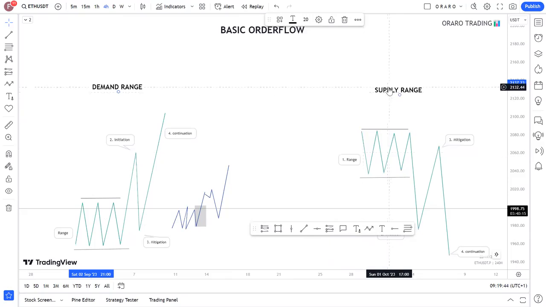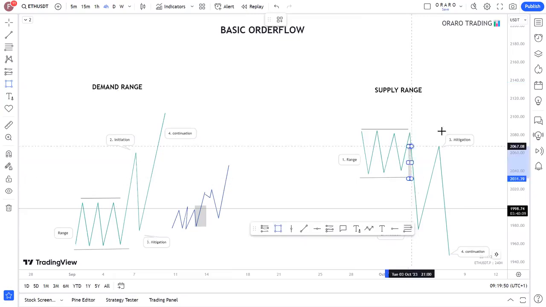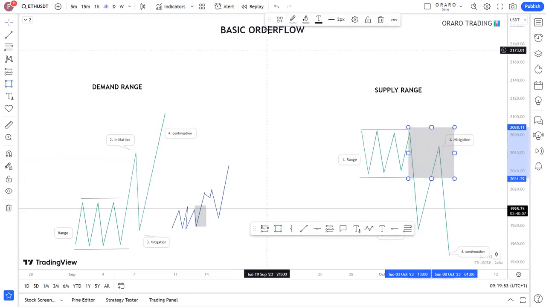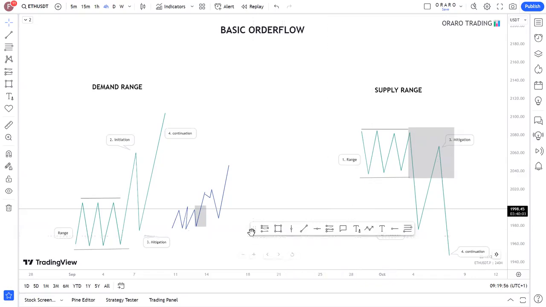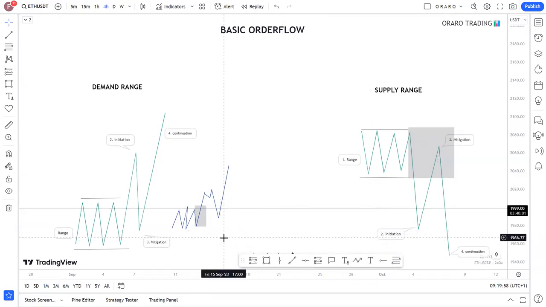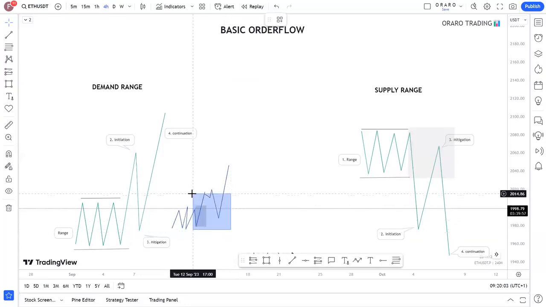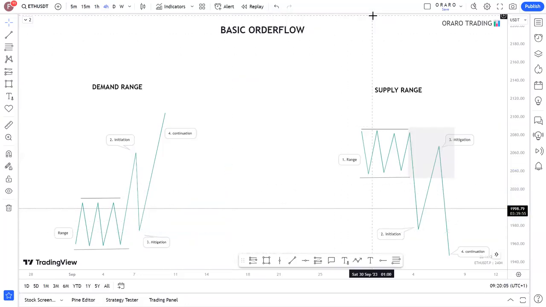That's the same thing when price breaks out of the range from the downside, it has already created a supply zone. So you're expecting price to come and mitigate what? The range and continue to the downside. I hope you understand what I'm trying to show you guys. It's going to be clearer. I'm going to show you guys a few examples as well.